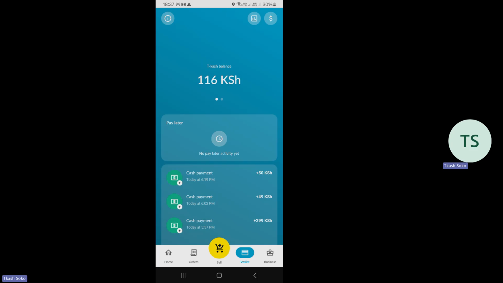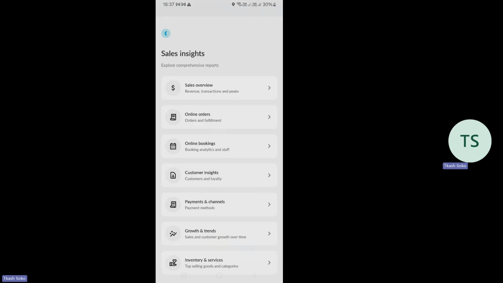So one icon that you have not exploited on the wallet is the second one from the right at the very top. That is the only one that we have not exploited or discussed. So when I tap on it, then the sales insights appear. These sales insights are comprehensive reports of how my business is doing.